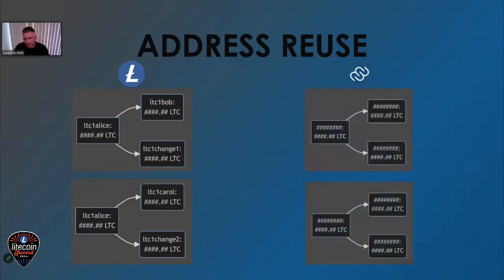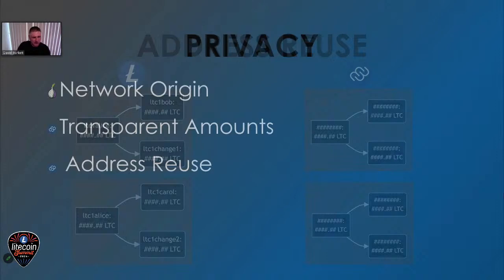MWEB solves that very nicely as well. We use stealth addresses, where all you'll end up seeing on the blockchain is just some unique public key that doesn't ever get reused. It's just perfectly hidden. You don't have any idea who it is. You learn very, very little about the transaction. So that's another way you leak privacy, and MWEB perfectly solves that one too.